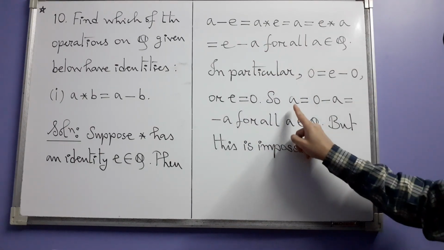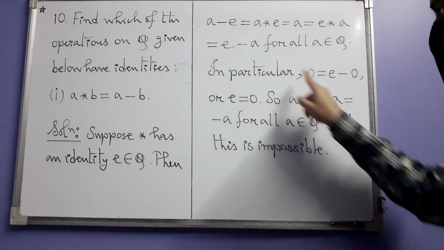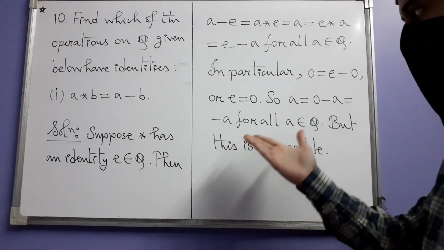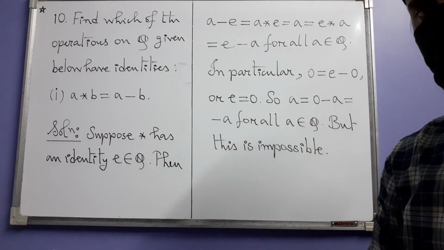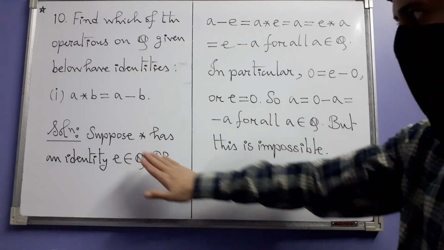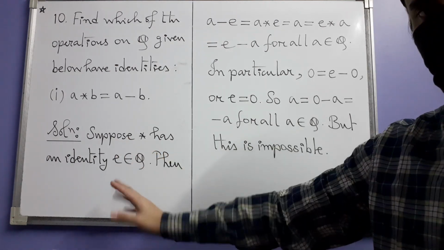And now you use this value back in this equation. What do you get? A is equal to 0 minus A, that is minus A. But this should be true for all rational numbers A, which obviously is impossible. And that is why our supposition is wrong. That means there is no identity.